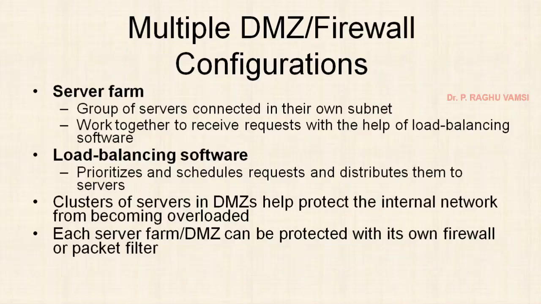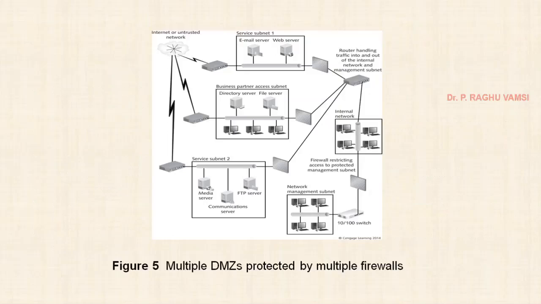The summary of that is: load balancing software will be used for prioritizing and scheduling the requests and distributing them to the servers. Clusters of servers in the DMZ help protect the internal network from becoming overloaded. Each server farm or DMZ can be protected with its own firewall or packet filter. It will be like this.